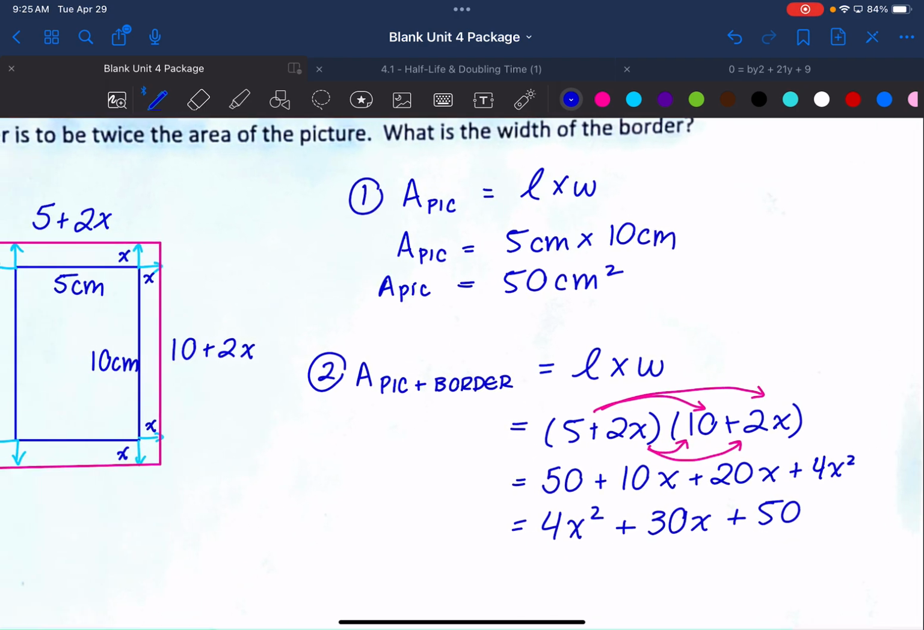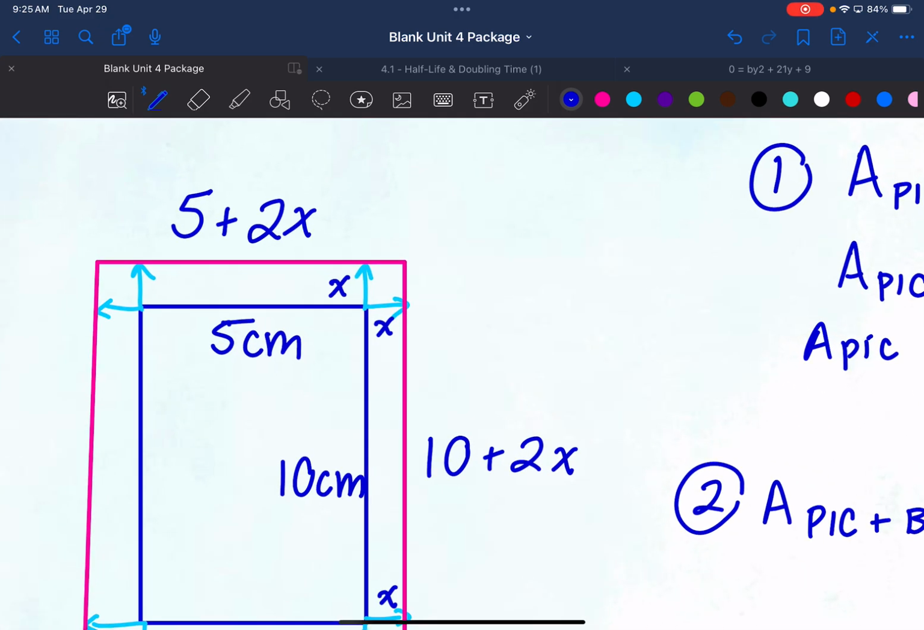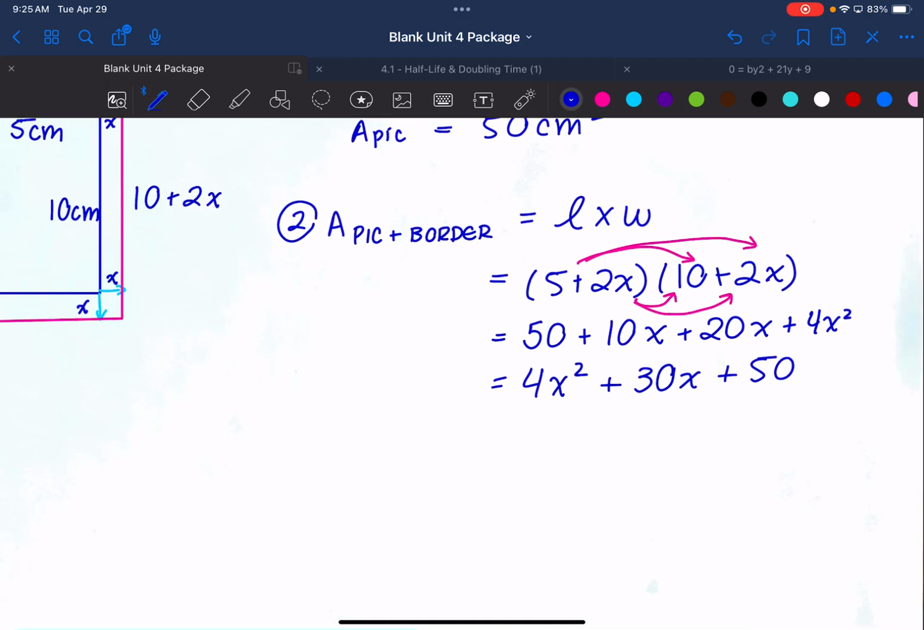We've got the area of the whole border in the rectangle. So if I want to find what the area of just this strip around it is, so just the area of the border, we're basically going to take big rectangle minus little rectangle, and that's just going to give you an expression for just the border, right?